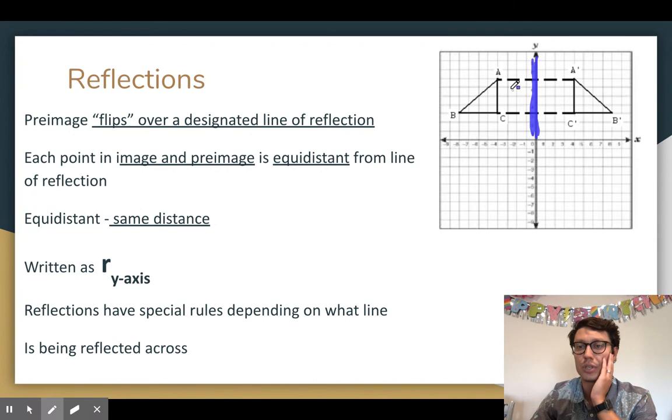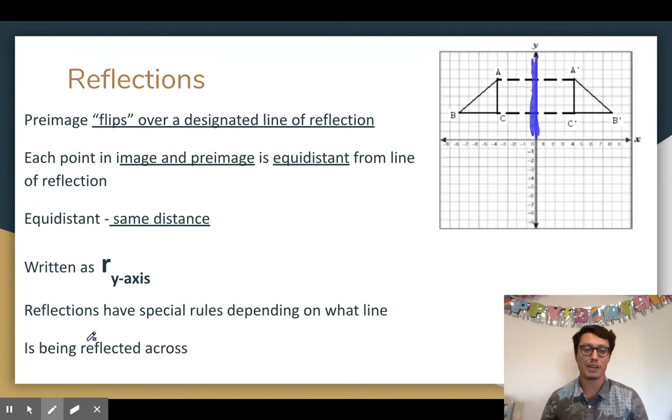And we see that each one is equidistant. A is 1, 2, 3, 4 spaces away, which means A prime has to be 1, 2, 3, 4 spaces away. Same thing with C to C prime, same thing with B to B prime. All right, they have to be the same distance away.